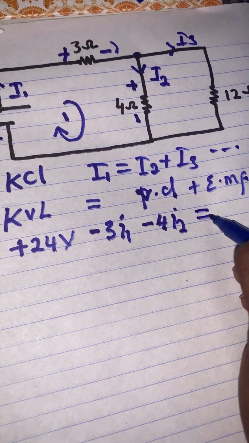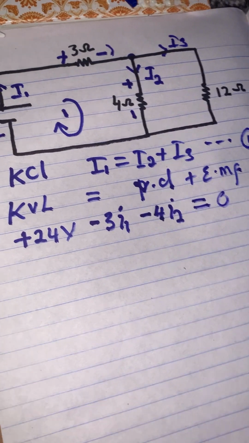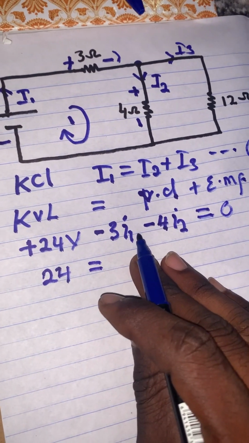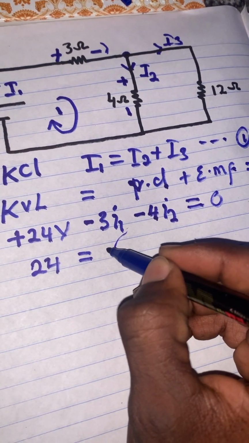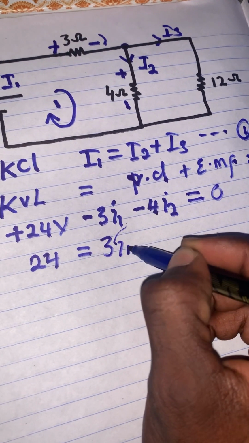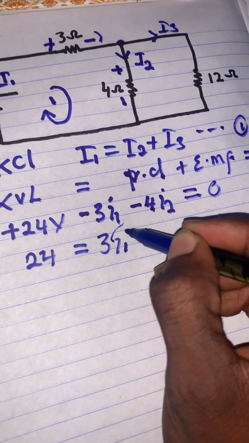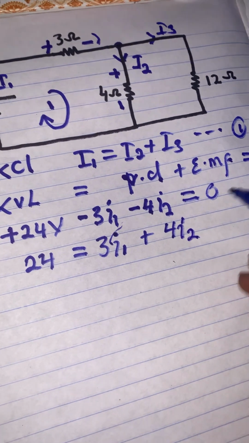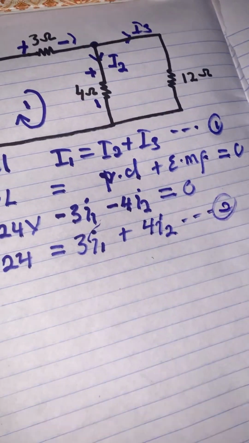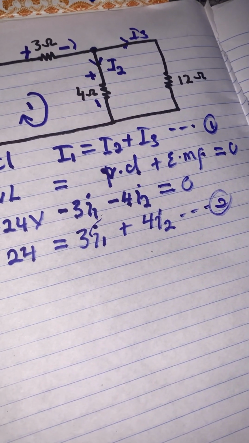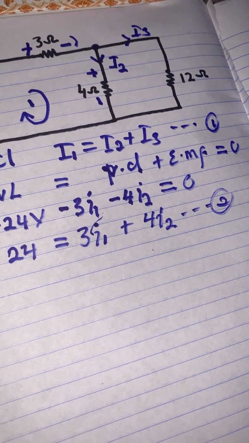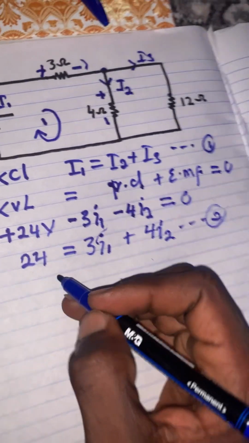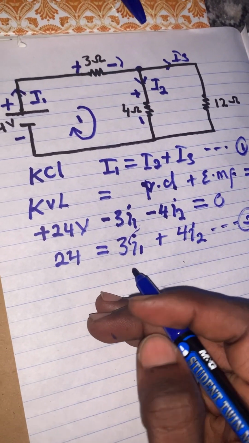Then we set this equal to 0. Now this would be 24 equals, then we take this to this side, 3I1 plus 4I2. So now we name this as equation 2.